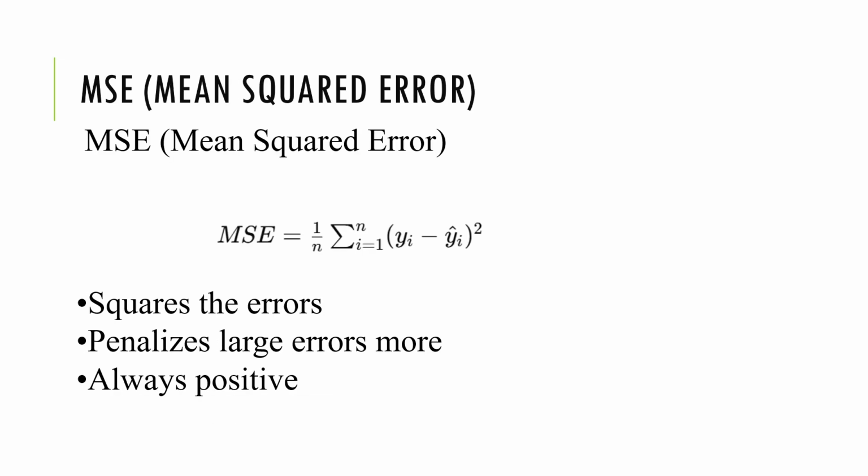Next we have mean squared error, or MSE. So MSE is similar to MAE, but instead of taking absolute values, we square the error. This means larger errors get penalized more heavily. For example, if one prediction is very far from the actual value, MSE will increase significantly. This makes MSE useful when we want to strongly penalize big mistakes. Again, the goal is to minimize the value. Lower MSE means a better model.